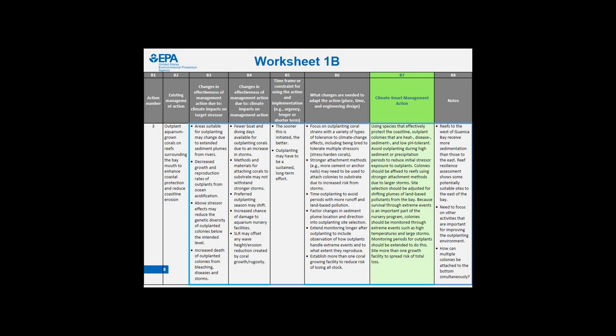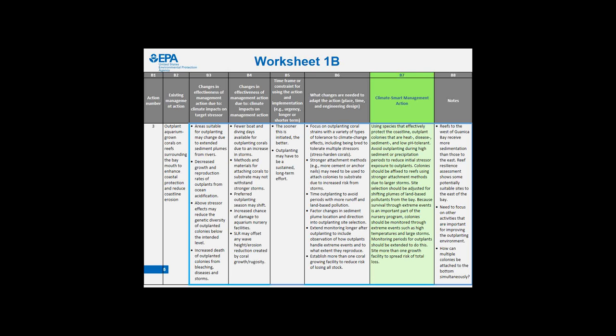The timing of outplanting to avoid periods of runoff or other land-based pollution or heat stress for that matter may need to be altered. And factoring changes in sediment plume locations and directions into outplanting. So if you know that sediment plumes are likely to continue to reach the areas that they've been reaching and even perhaps expand their impact area, you may want to choose areas that will not be affected or not as affected for your outplanting.